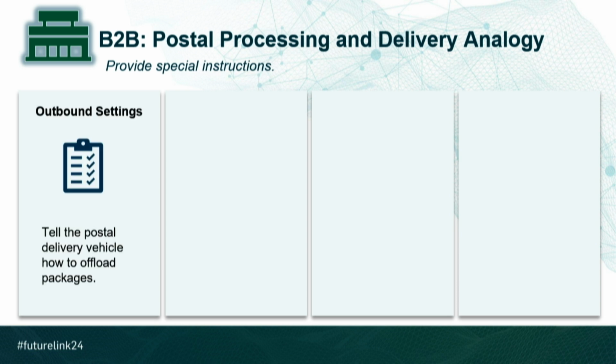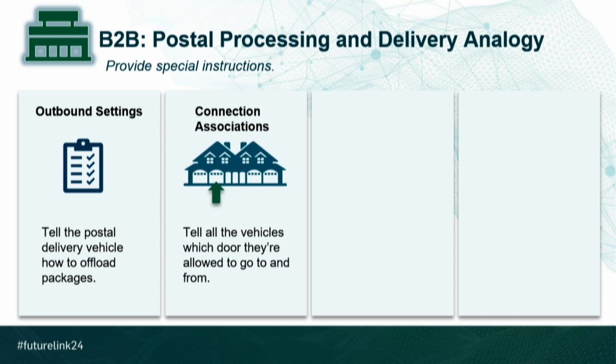So first we have the outbound settings, and in our post office analogy, this equates to telling the postal delivery vehicle how to offload the packages. Then the connection associations, so this tells all the vehicles which door they're allowed to go to and from.